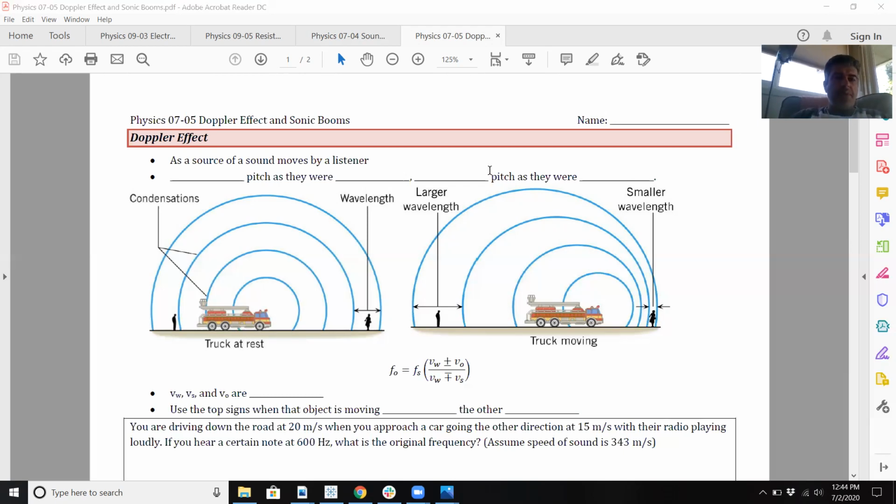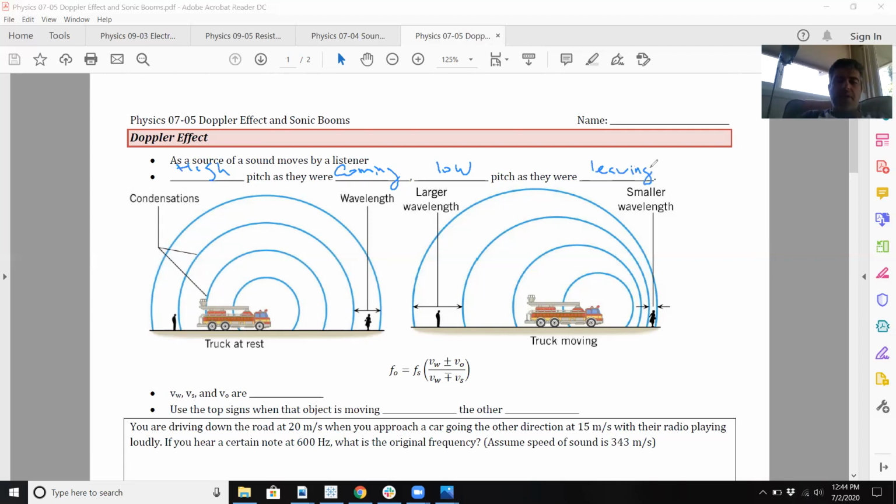So first of all, we're focusing on a source of sound that moves by a listener. That's what the Doppler effect is all about. High pitch: the pitch gets high when it's coming towards you, and low pitch when it's leaving.